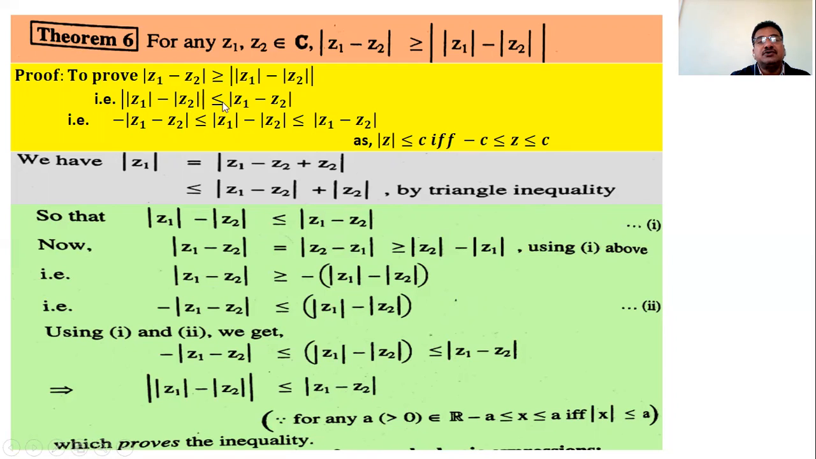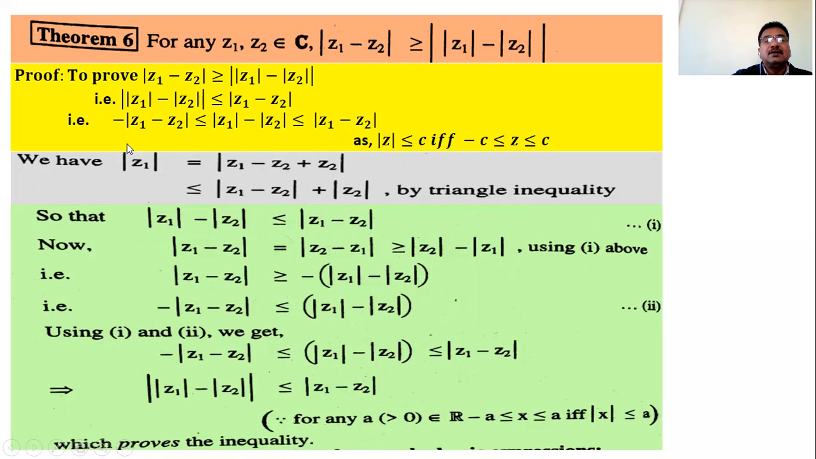In order to show this, we show it in two parts. First, we show that mod Z1 minus mod Z2 is less than or equal to mod Z1 minus Z2. We show this first, and then we show the second. Combining 1 and 2, we get the result. So we start the proof: we have to show mod Z1 minus mod Z2 is less than or equal to mod Z1 minus Z2.